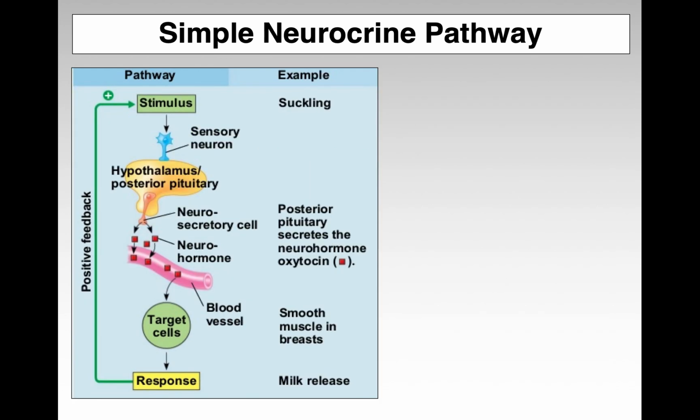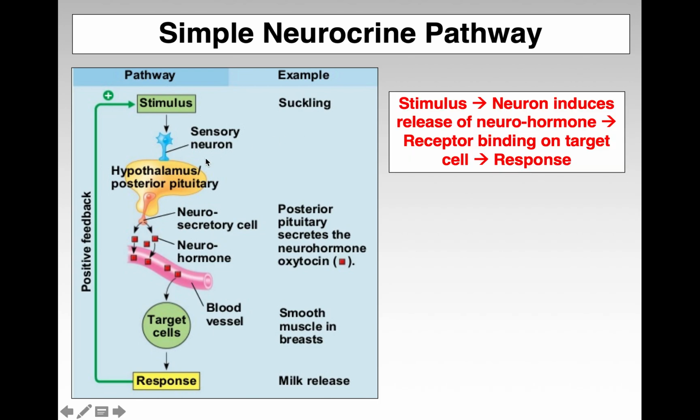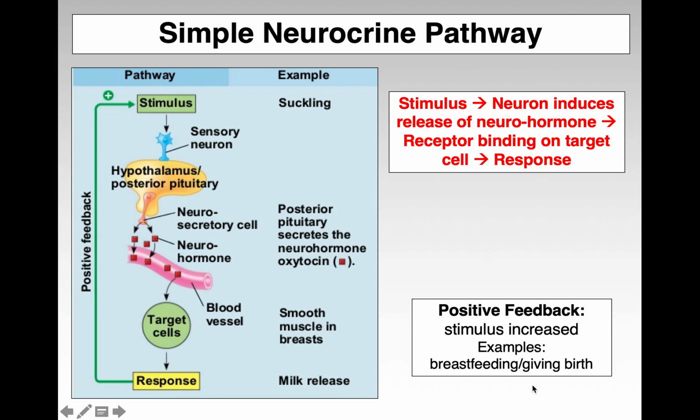There's also a few examples of positive feedback, where again we have a stimulus. Here we have a neuron inducing a neurohormone in the hypothalamus, going out of the posterior pituitary in the brain, going into the blood system. Again, the target cell must have a receptor for that particular hormone, and then you get a cellular response. In this case, it is milk release, as in breastfeeding. And here, the response then feeds back and increases that stimulus. These are the few examples of positive feedback that we talk about: breastfeeding, giving birth, those types.